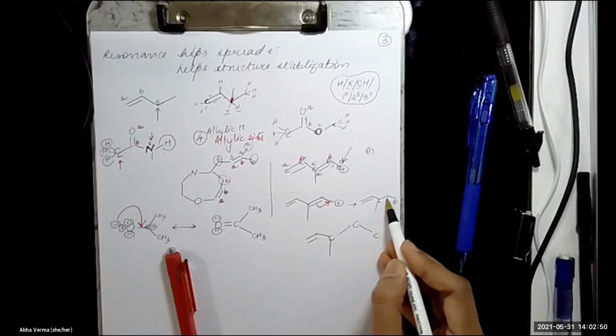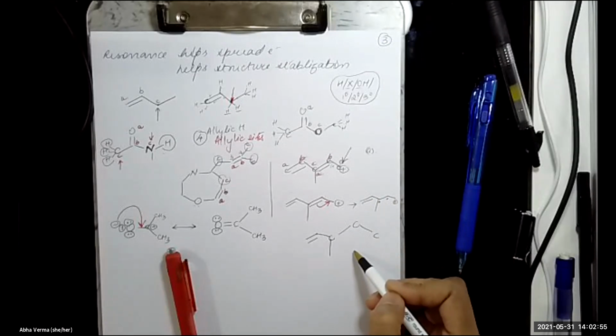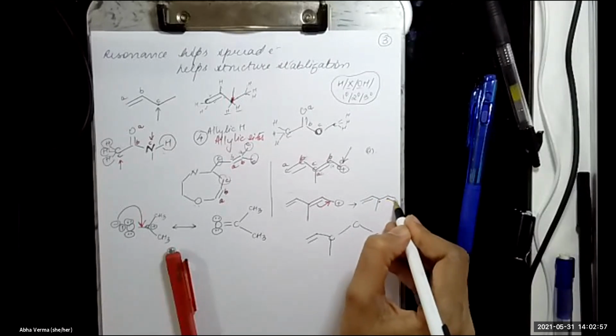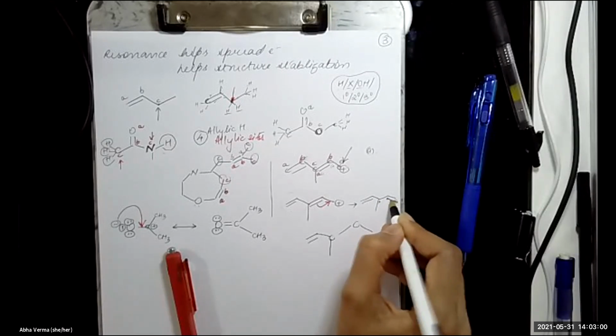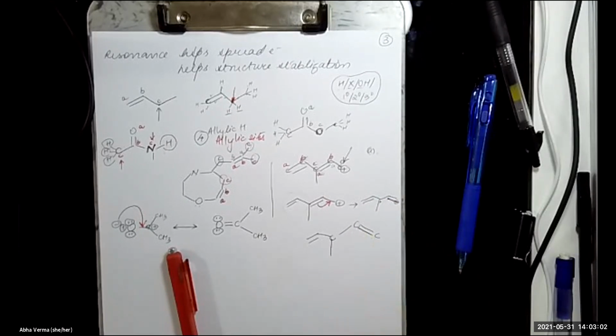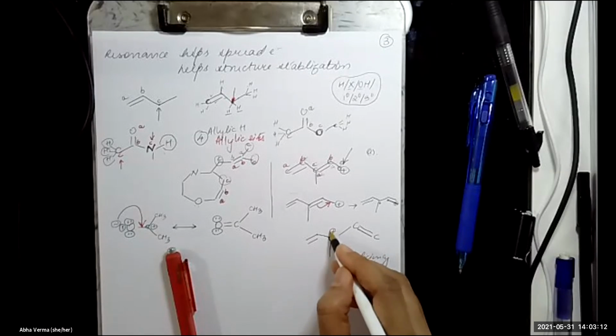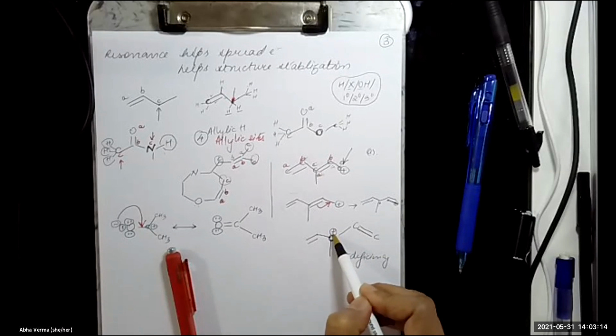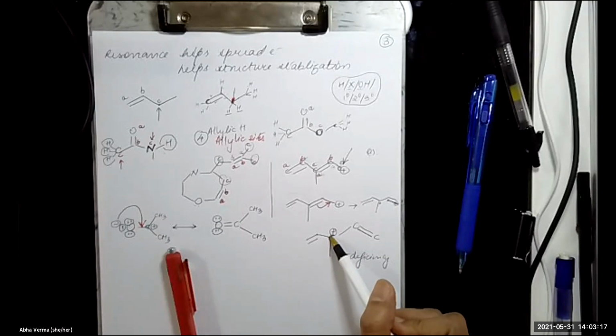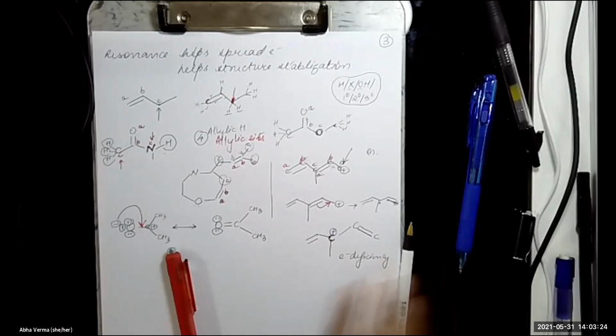So instead of drawing a pi bond, I'm now going to do an electron depiction. The new bond forms between these two. What happens here? Electron deficiency happens here, and the positive charge will come here because of that electron deficiency. Okay, what else can I do?